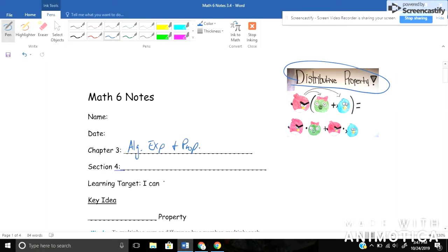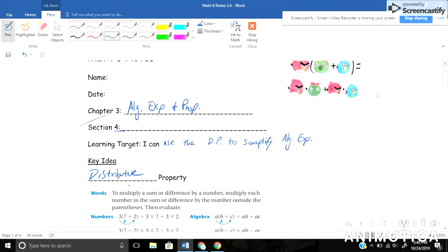I can use the distributive property to simplify algebraic expressions. Okay, so for our key idea then today, we'll be talking about, yeah, you guessed it, the distributive property. And when you hear distributive, hopefully you hear that root word of distribute. Okay, when you distribute something, you hand something out to everybody.